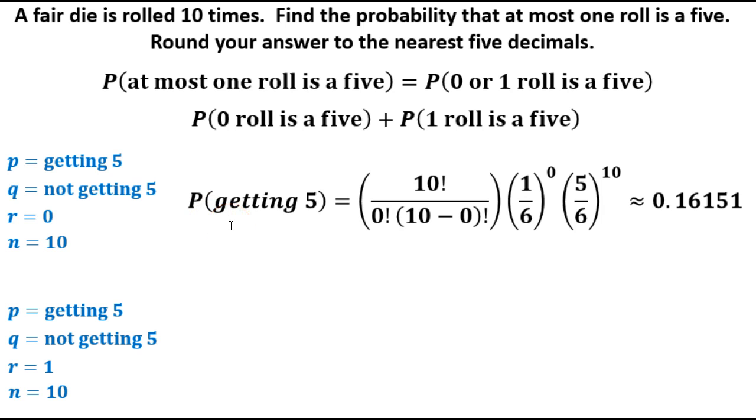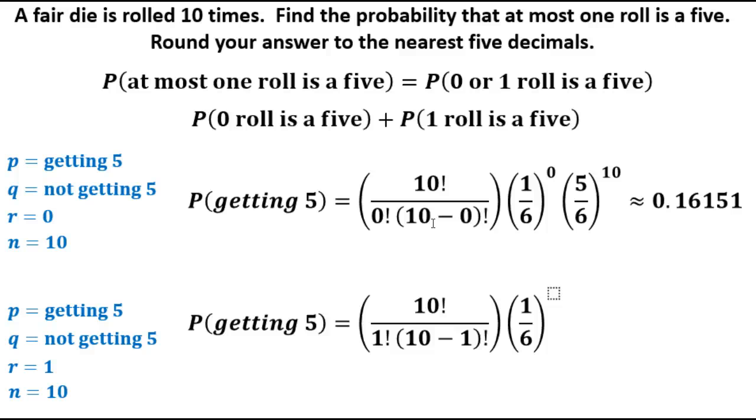Okay, so the probability of getting a 5, we're going to do the same type of thing here. We're going to do our combination, but this time instead of choosing 0, we're going to choose 1. Okay, then we've got to determine what our probability of success is. In this case, it is 1/6. And we'll figure out what our probability of failure is. It's 5/6. 1/6 of the time it will land on a 5. 5/6 of the time it will not.